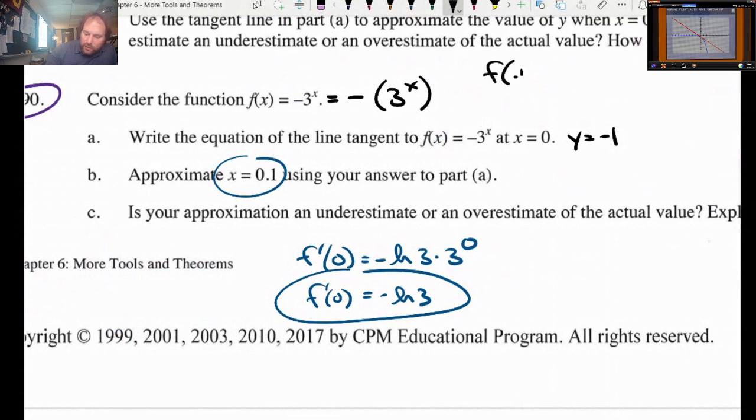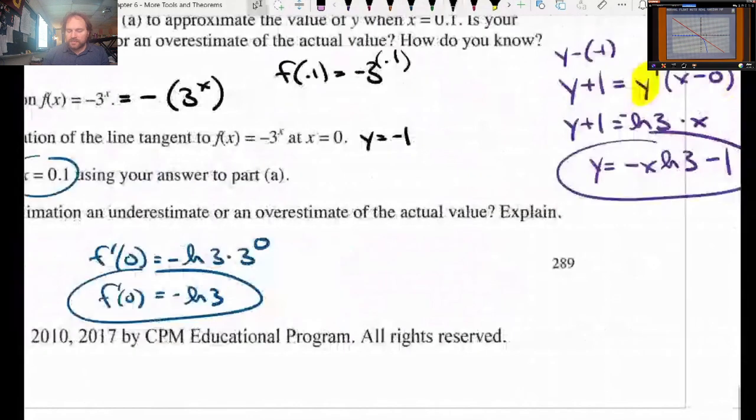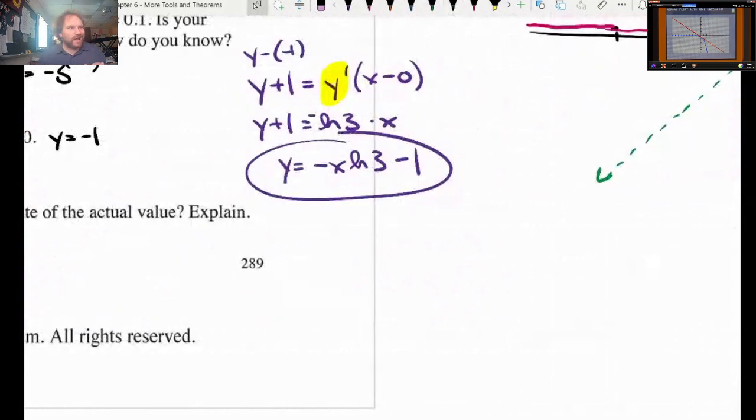We actually can't do that without a calculator. I don't know what 3 to the 0.1 power is. I don't have a way of answering that without a calculator, but I can plug, well, kind of. You know what? This is not a good example. I still need a calculator.